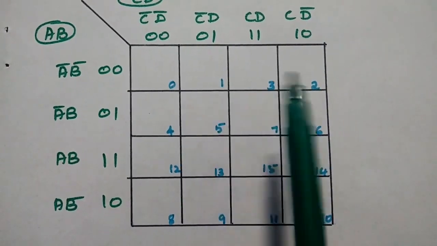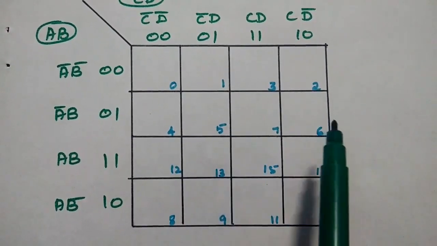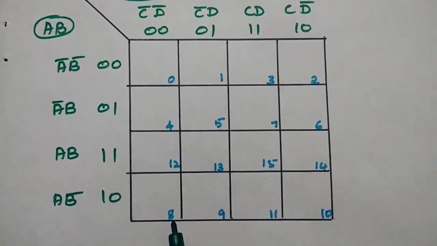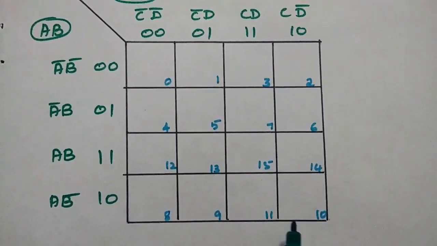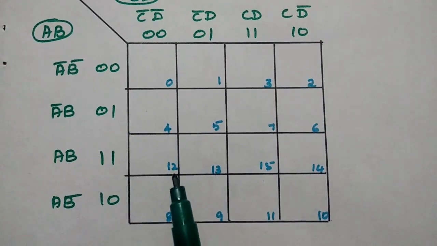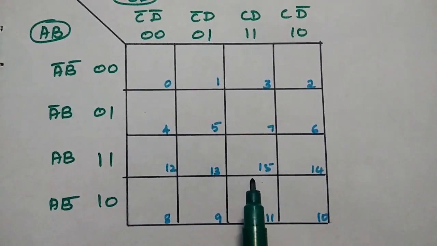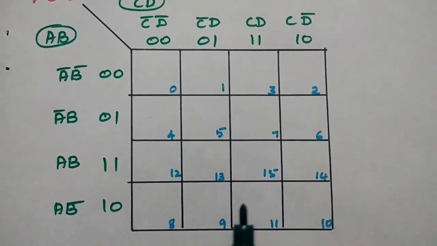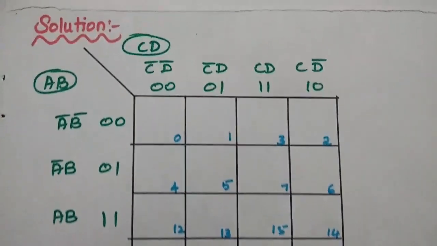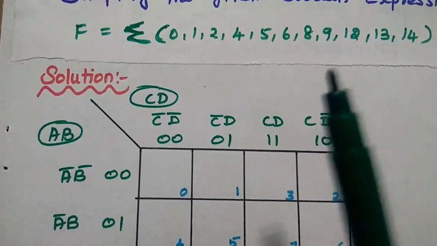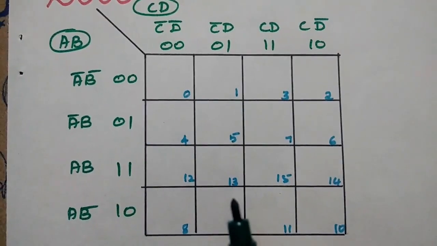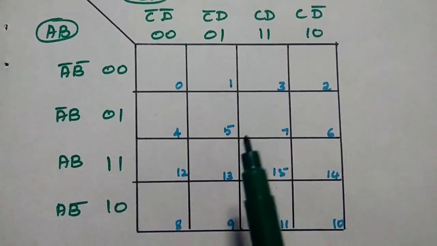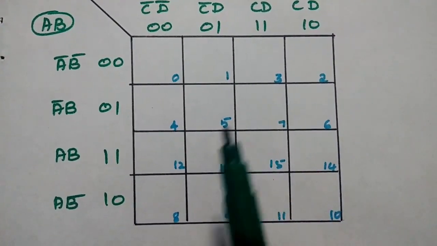0, 1, 2, 3, 4, 5, 6, 7. Here it is 8, 9, 10, 11 and then 12, 13, 14, 15. So you have to remember these place values of min terms. Then only you can directly place the values of these min terms in this K map. Is that okay? So here you have to remember the place values of min terms.